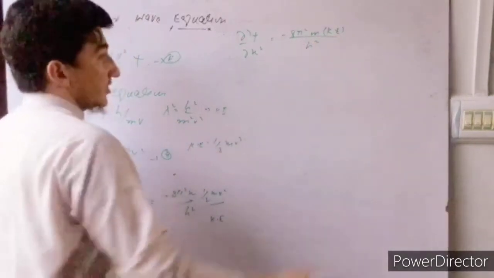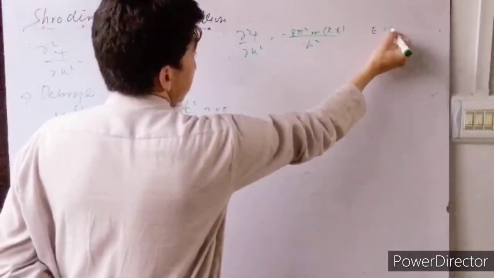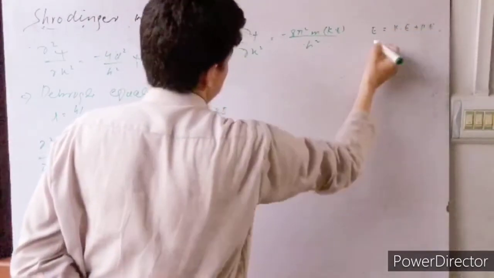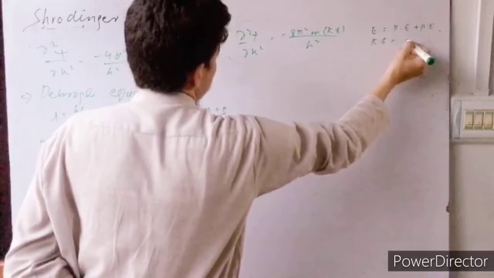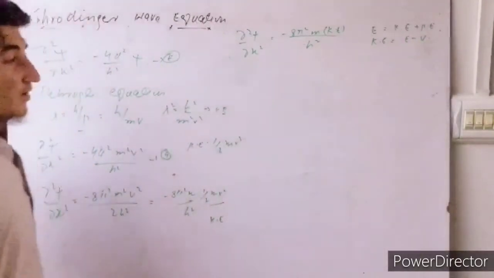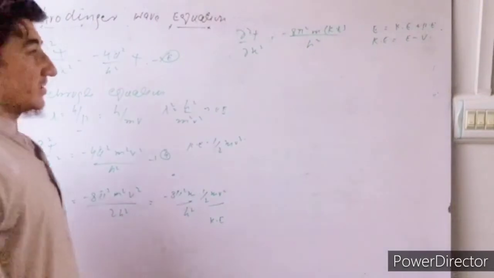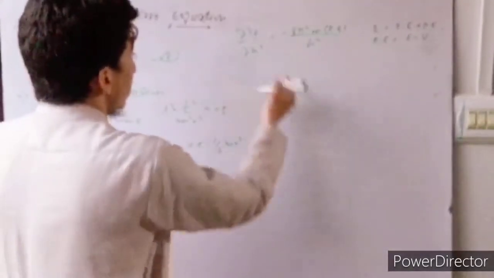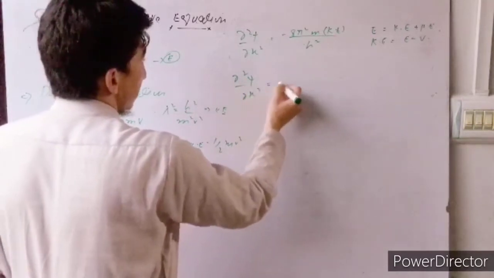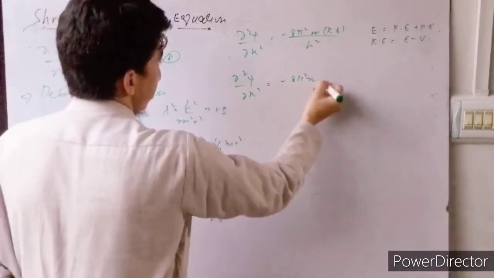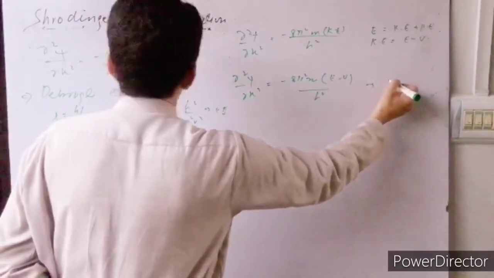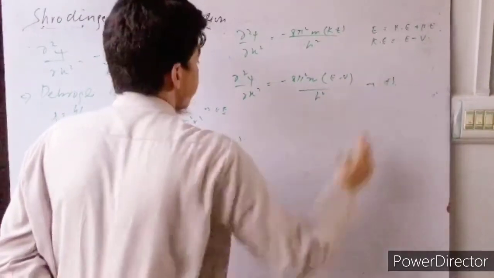As we know, the total energy E is equal to kinetic energy plus potential energy. So kinetic energy is equal to total energy minus potential energy, where V represents the potential energy. So you can say that del square psi divided by del x square equals minus 8 pi square m into E minus V divided by h square. This is equation number I.